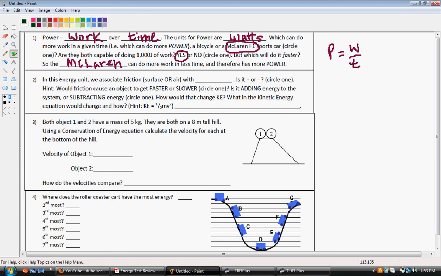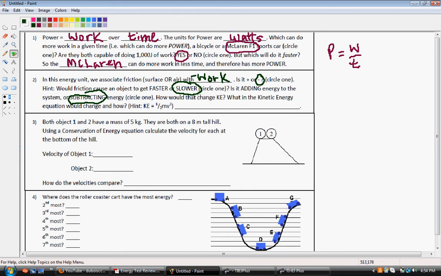Okay, number 2. In this energy unit, we associate friction, surface friction or air friction, with work. Because friction slowing down an object is doing work on the object. So is it positive or negative? Let's think about this. Here's a little hint. Would friction cause an object to go faster or slower? Well, it's going to cause an object to go slower. So is it adding energy to a system or subtracting energy? Well, it's going to be subtracting energy. So is it going to be positive or negative? It's going to be negative work. It's going to say negative work.